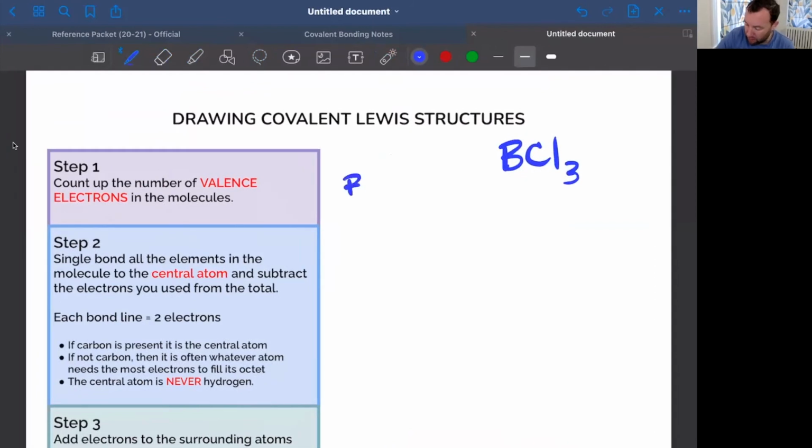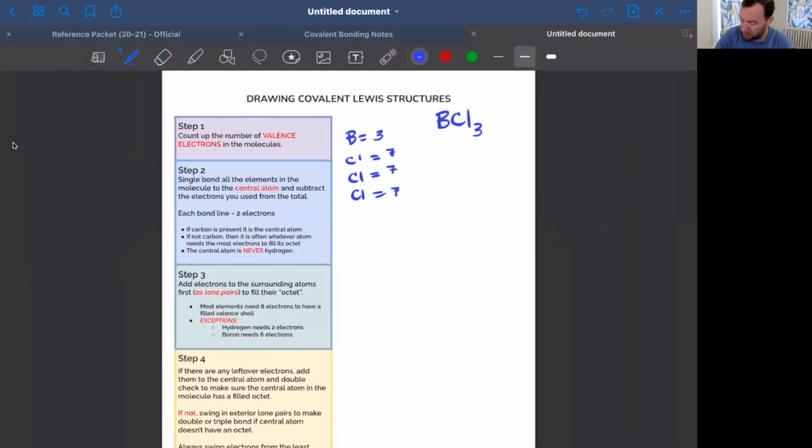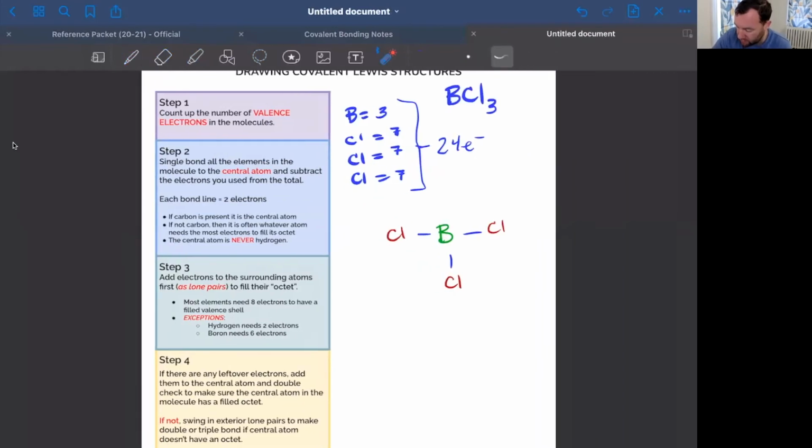BCl3. So boron has 3 electrons, and each of these chlorines has 7 electrons. So that means the total number of electrons is going to be 21 plus 3, so that's 24 electrons. Boron needs the most electrons, so that gets to be the center. So we have boron, and we're going to single bond chlorines to the outside. We deduct the amount of electrons we use, which is 6 electrons, because it's 2, 2, 2. So minus 6 electrons. We have 18 remaining.